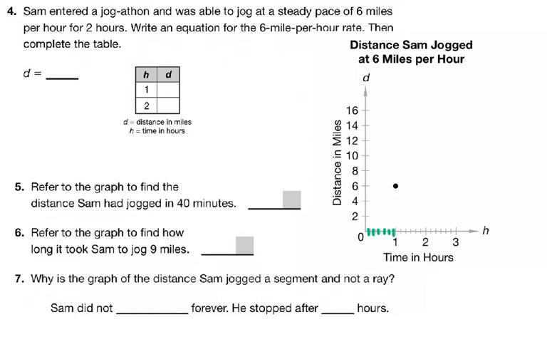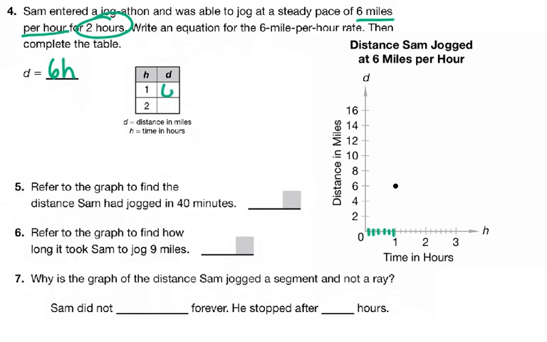So Sam entered a jogathon and was able to jog at a steady pace of 6 miles per hour for 2 hours. So he went a total of 2 hours, and he went 6 miles per hour for 2 hours. So we're going to write an equation for our 6 mile per hour rate and then complete the table. So I want you to take a minute, pause the video, and solve as much as you can. All right, so you should have noticed that he went 6 miles per hour, so our distance is 6 times h, h being our hours. And then you should have filled in your table.